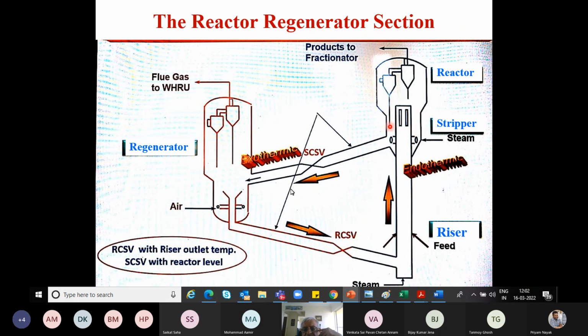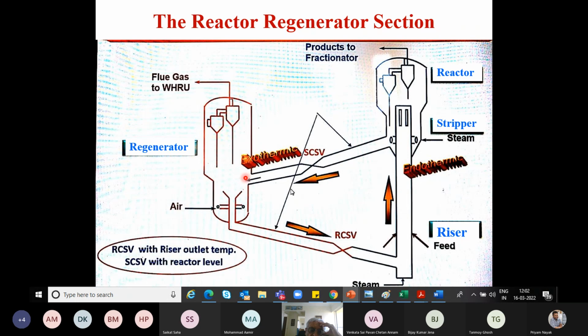So this catalyst then goes through the standpipe. This is called the spent catalyst standpipe. And there is a valve here, which we call a slide valve, which helps to control the flow of this spent catalyst. This is called spent catalyst because now it has coked up because of the reaction which happens in the riser.